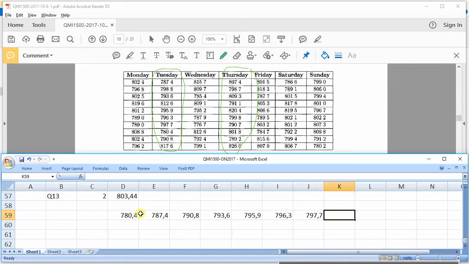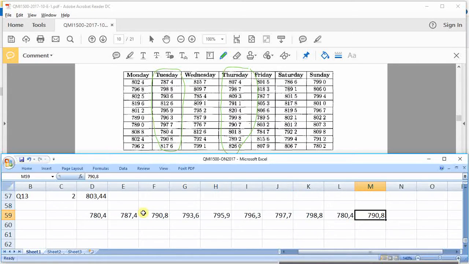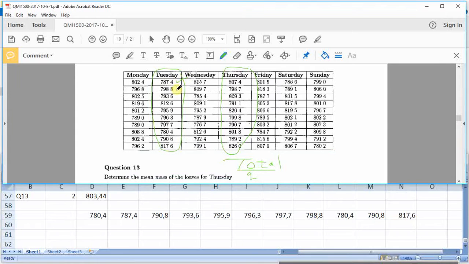After the 797.7, what do we have? 798.8. Then 812.6 and 817.6. How many do we have here? 3, 4, 5, 6, 7, 8, 9. One more, 812.6. That's what I get. Okay, 787.4, do we have that? Yes. 798.8, yes. 793.6, where's my 793.6? Yes. 812, no, I don't have that.